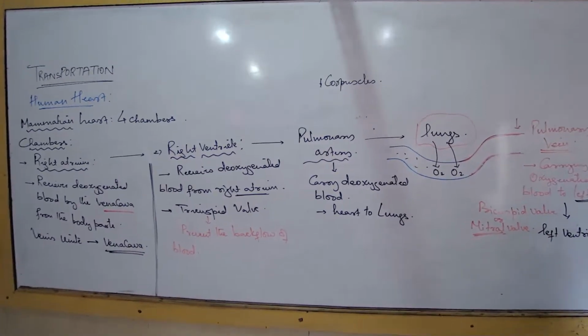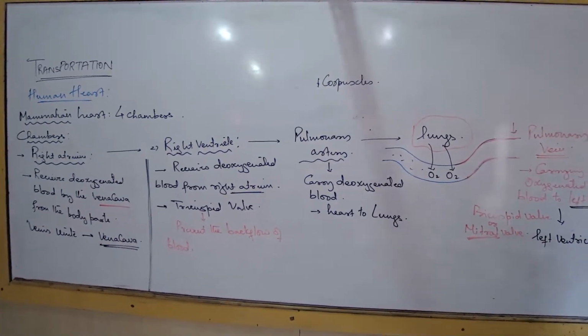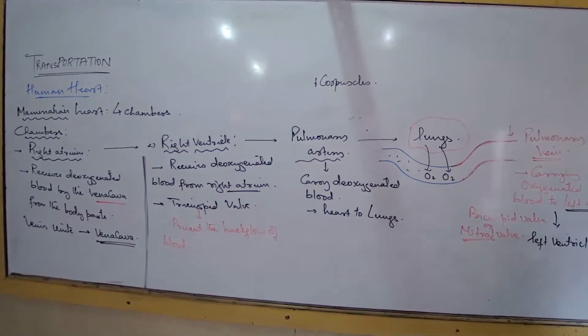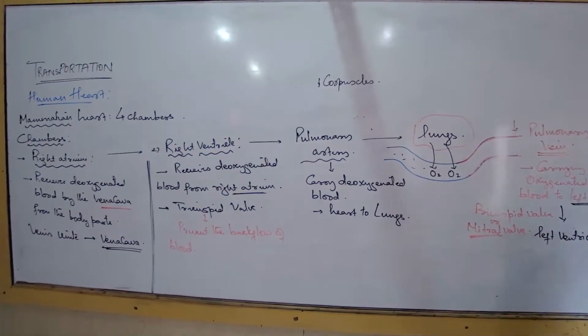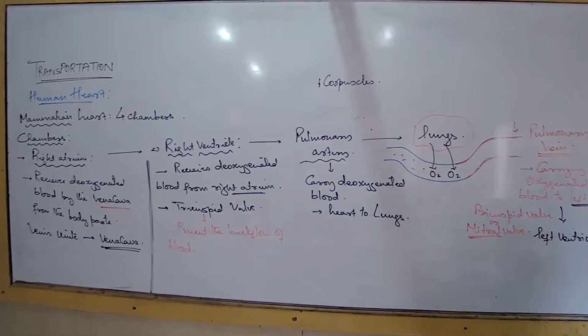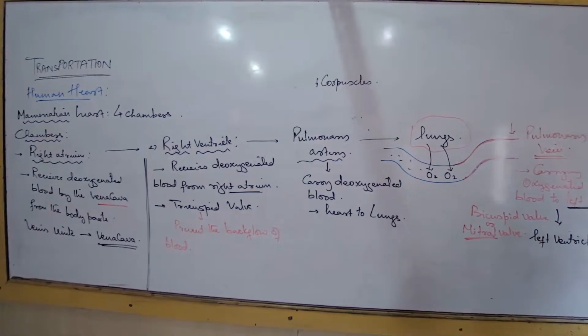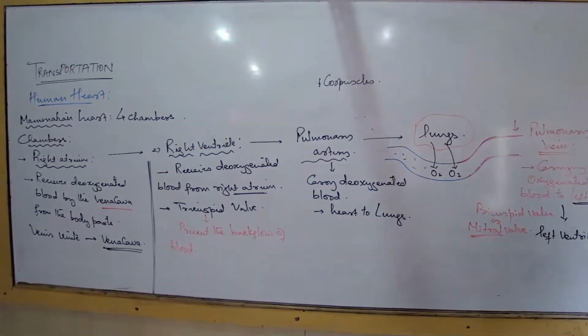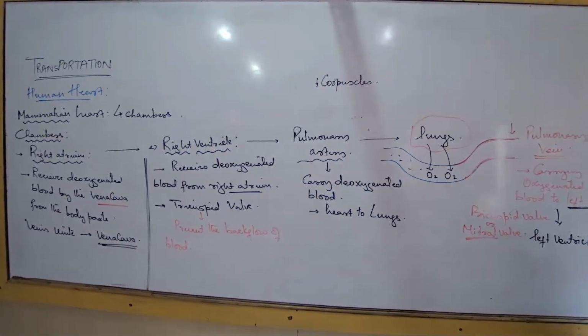Once this chamber has filled in, can the blood go back to this chamber again? No. Why can it not go? The bicuspid valve will close down, so it prevents backflow. Backflow never happens. So the backflow cannot happen.